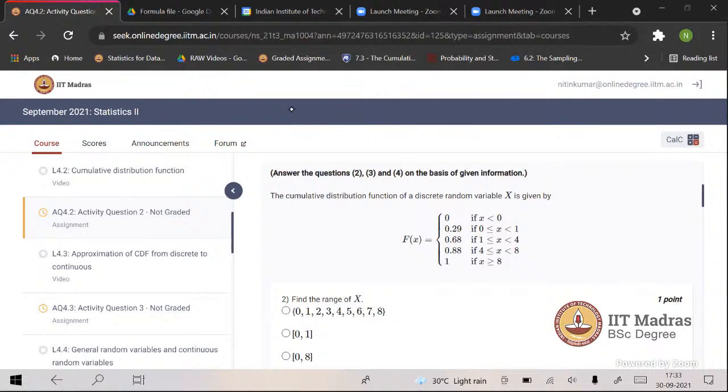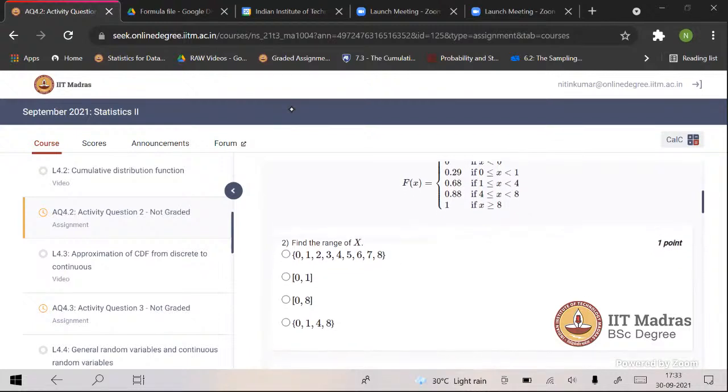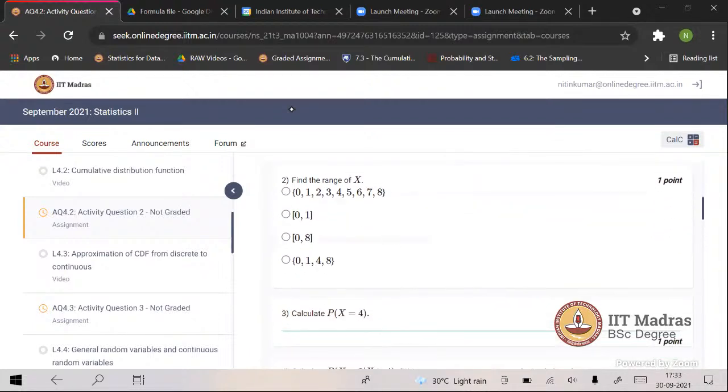So now look at this function f of x. Because if you look at 0, it is 0 at 0. From the right side it becomes 0.29. So definitely it is not a continuous random variable. It is the curve of the CDF of a discrete random variable, right?